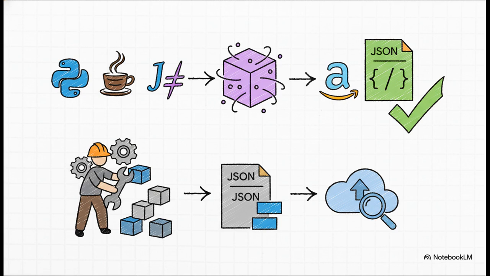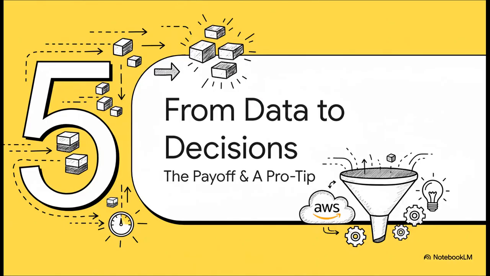The other path is the manual way. You build the JSON string yourself and send it using the CloudWatch agent or the PutLogEvents API. This gives you absolute control if you need it. And all of this brings us to our final section, number 5, from data to decisions. This is where we see the real payoff of using EMF, and I've got a really important pro tip for you.